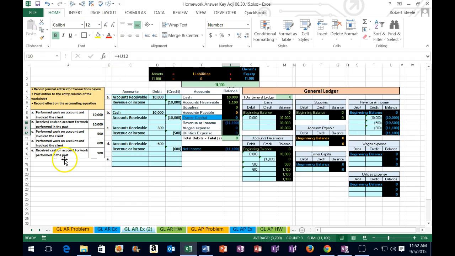So then we have received cash on account for work done. Obviously now we're receiving the cash for the work we did up here. We sent out the invoice. We got the check in the mail. So is cash affected? Yeah, it's affected. We got more of it.